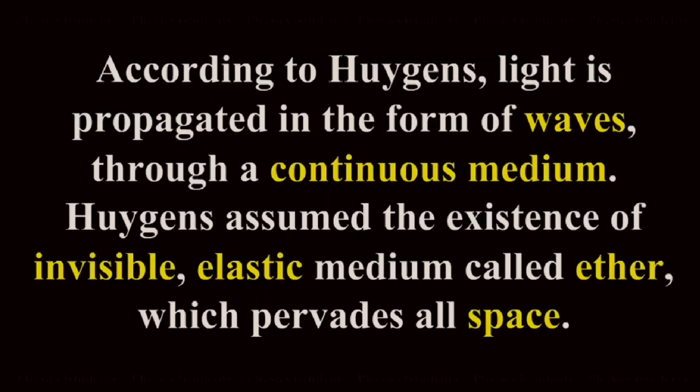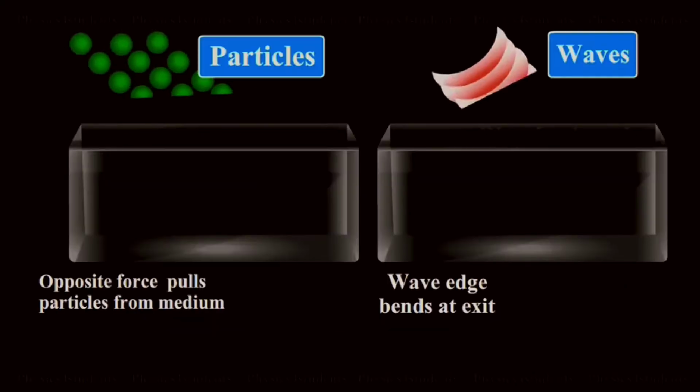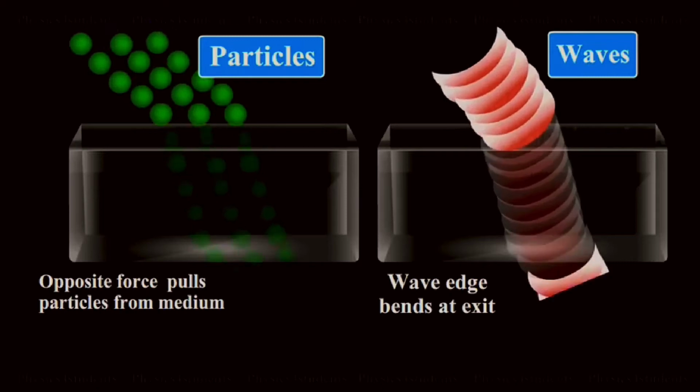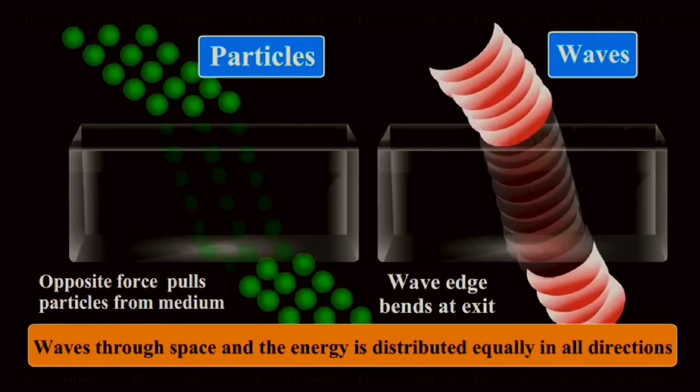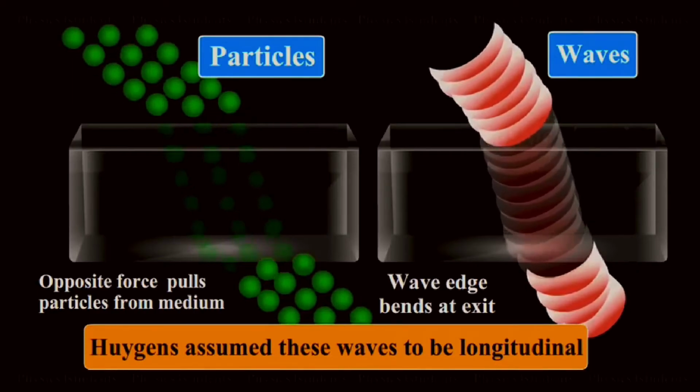According to Huygens, light is propagated in the form of waves through a continuous medium. Huygens assumed the existence of an invisible elastic medium called ether, which pervades all space. The disturbance from the source is propagated in the form of waves through space, and the energy is distributed equally in all directions. Huygens assumed that these waves to be longitudinal.